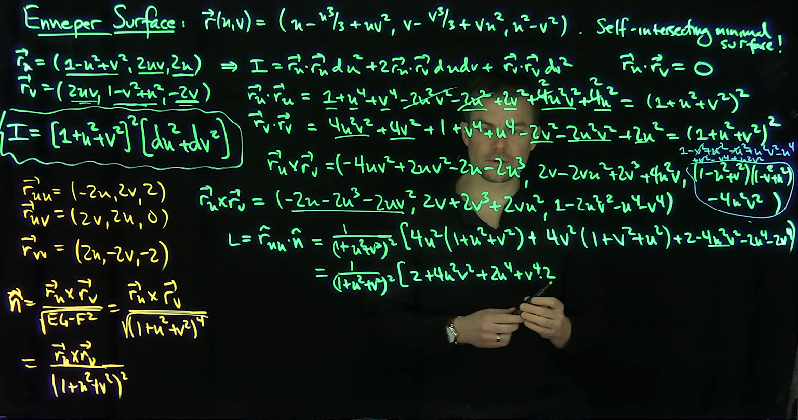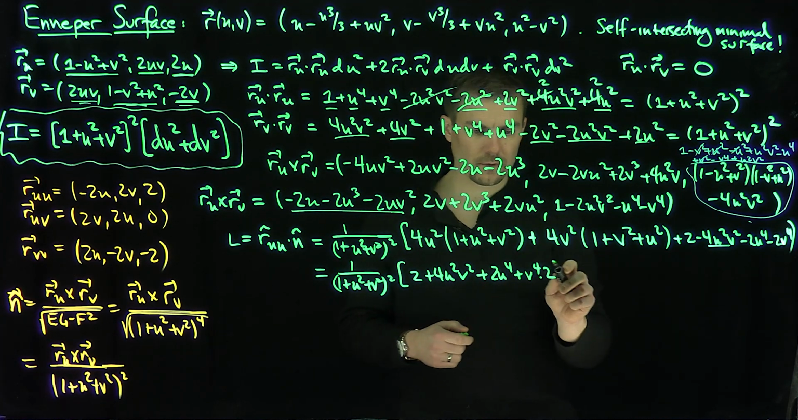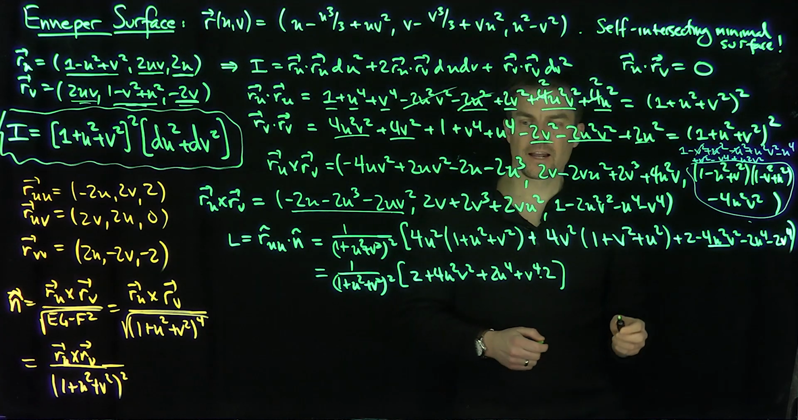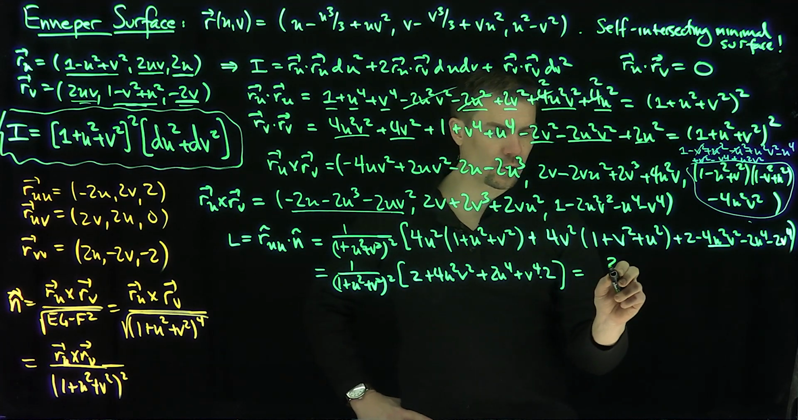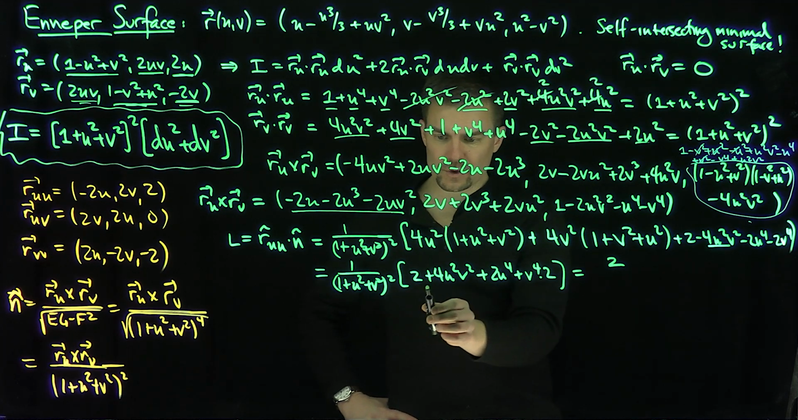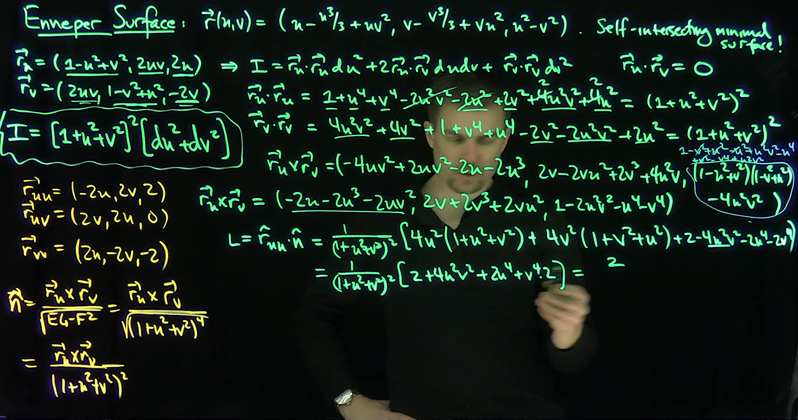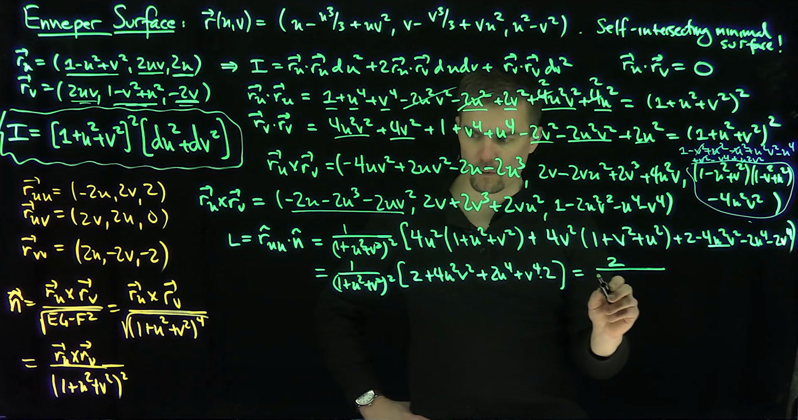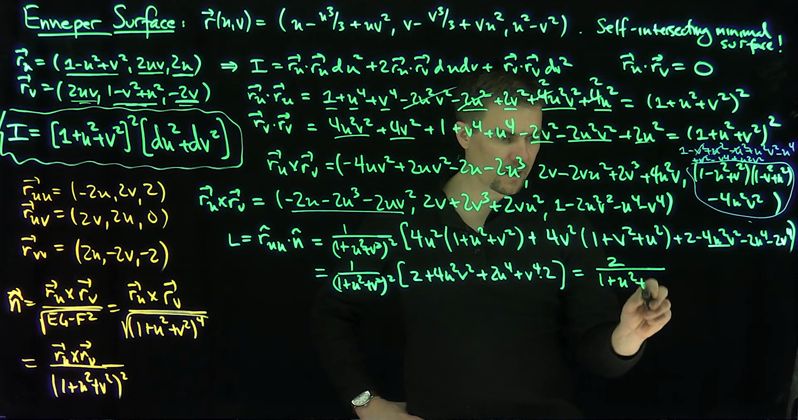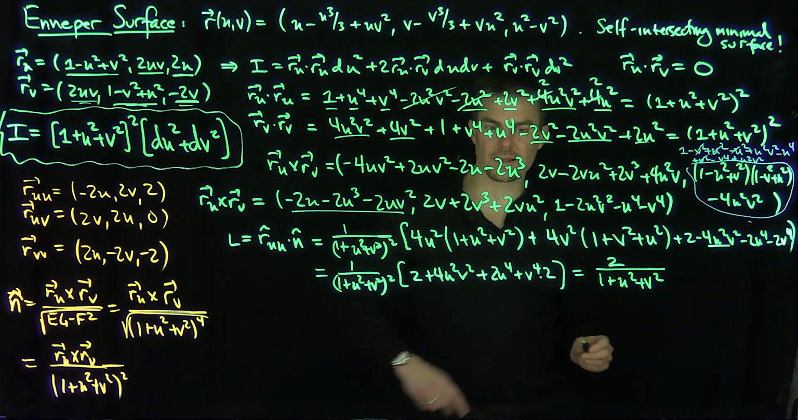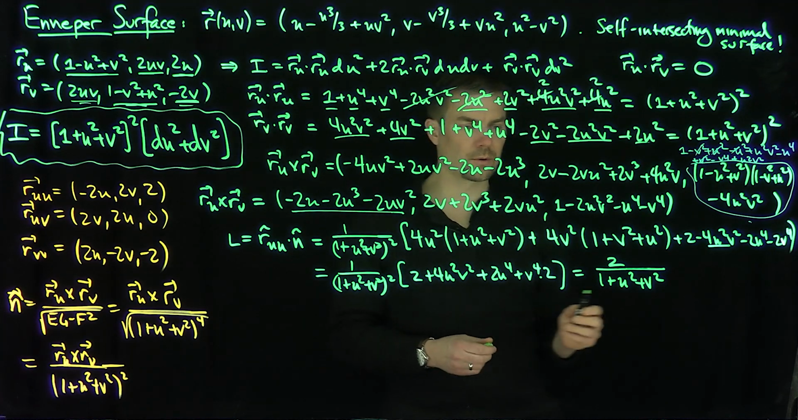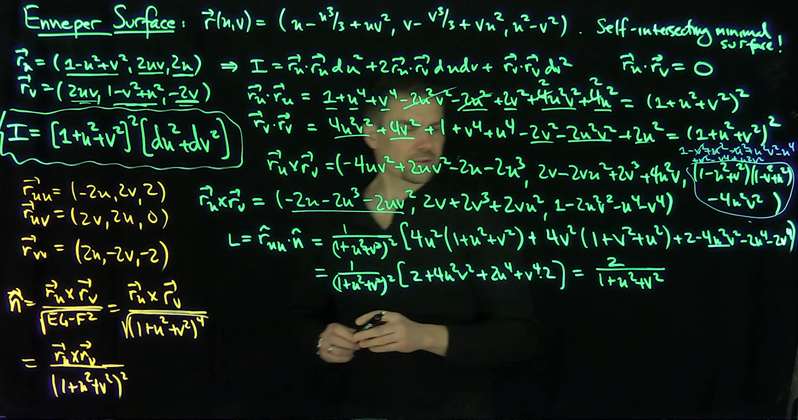I can pull out a factor of 2 from this expression over here. And if I do that, what do I see? This is going to be 2, and then it's going to be 1 plus u squared plus v squared, single power over here. So it's going to be 2 over 1 plus u squared plus v squared, like that. So one of the factors is going to cancel out. Beautiful. Okay. And what's the second one going to be?